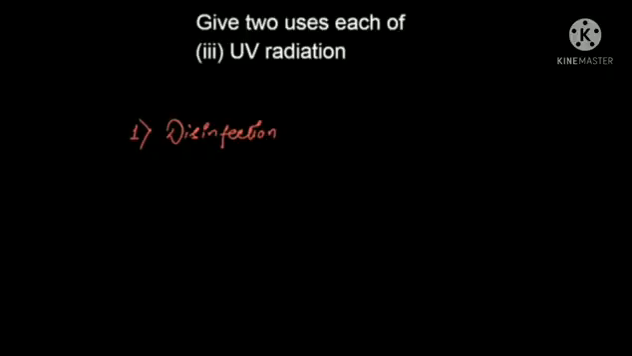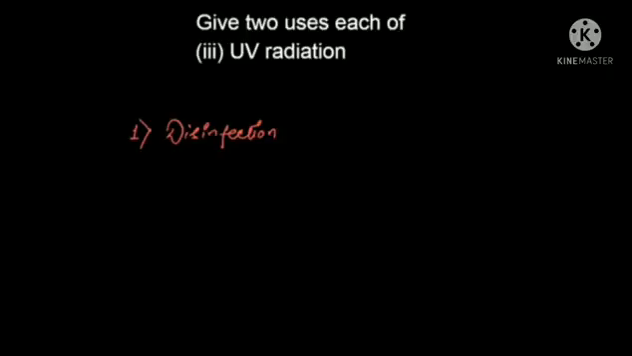For example, if we want to kill bacteria in our drinking water, then ultraviolet radiation is passed through a sample of water and it will kill all the bacteria present in it. Furthermore, one more example of disinfection is that if we want to clean our surgical instruments after a surgery, for that purpose also ultraviolet radiation is used for disinfecting or sterilizing the surgical instruments. So the most important use of ultraviolet radiation is in disinfection of surfaces.